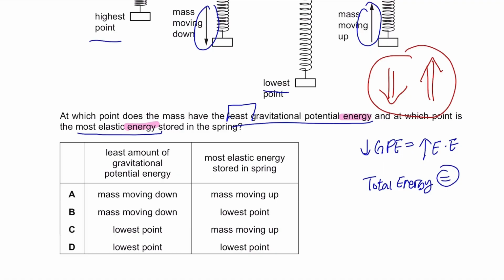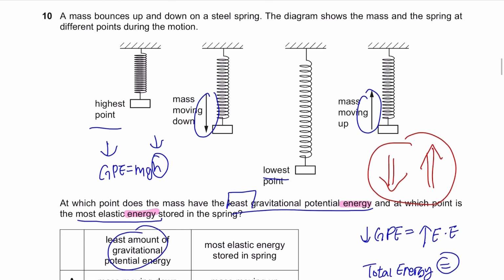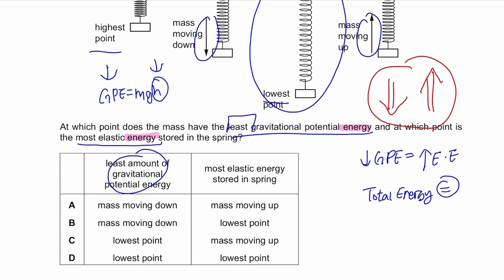Okay, so first let's look at where you will have the least amount of gravitational potential energy. Since GPE equals mgh, the height really matters, and if you want the least amount, the height should be at its minimum point, which is the third one, the lowest point. So it should be lowest point, either C or D, but as I've just said, the point where you have the least gravitational potential energy is the point where you have the most elastic energy. So for our second column, the answer will also be lowest point. And our answer is D.